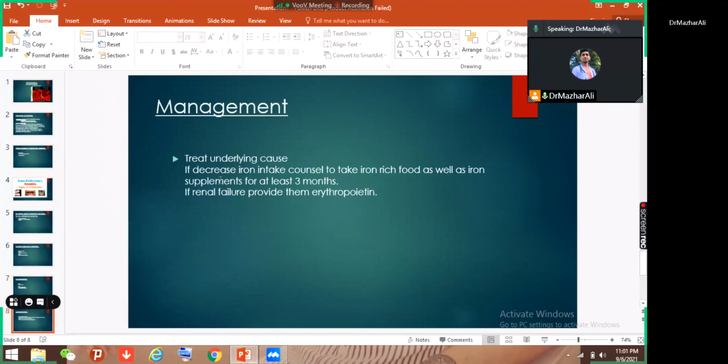Then what is the management? The management of iron deficiency anemia depends on treating the underlying cause. What is the cause? If decreased iron intake, counsel the patient to take iron-rich food as well as provide them iron supplements for at least 3 months. And if renal failure, then provide them erythropoietin. So this is just a short overview of microcytic anemia: what are the causes, what are the signs, symptoms, and management.